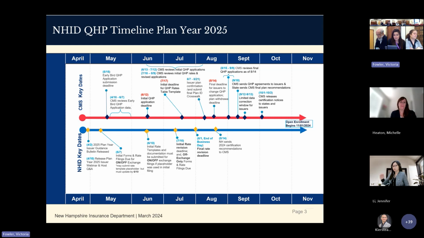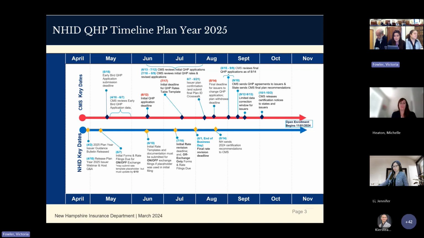July 17th, the initial deadline for QHP rates for the QHP rate table template is due. From August 7th to August 21st, the issuer plan confirmation and submit final plan ID crosswalk is due. August 14th is the final deadline for issuers to change QHP applications. This is also the plan withdrawal deadline.